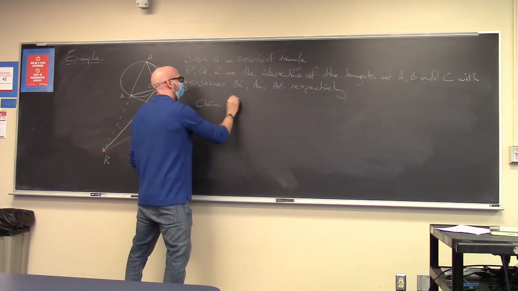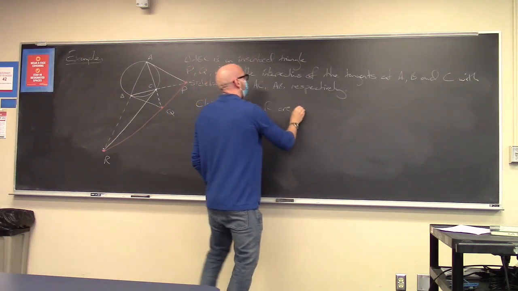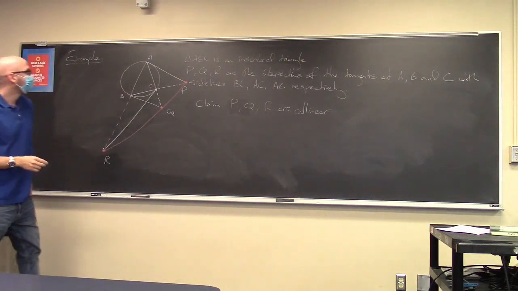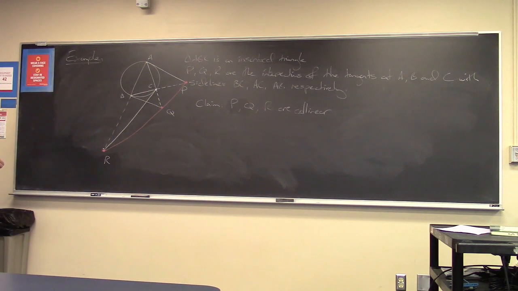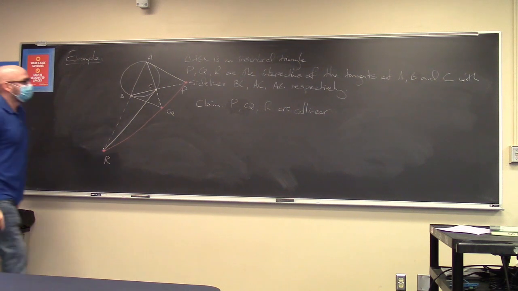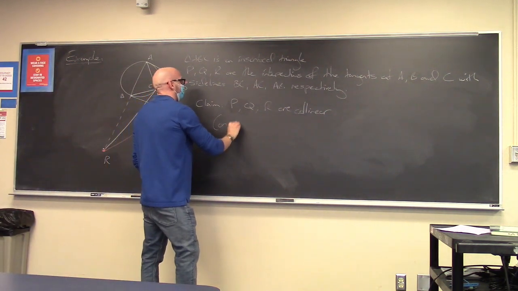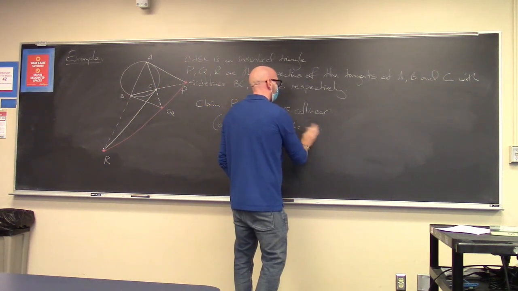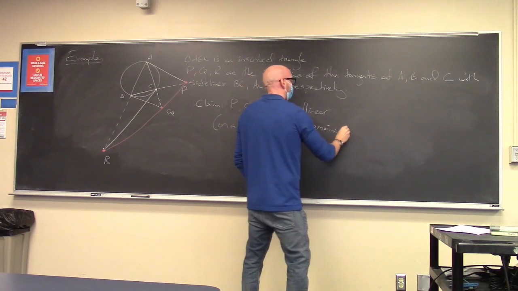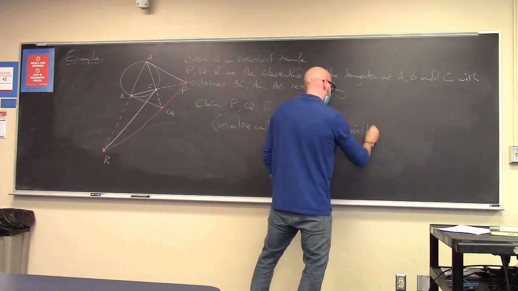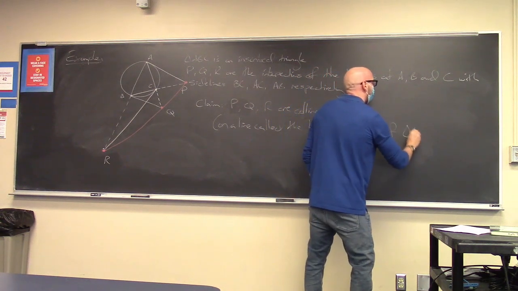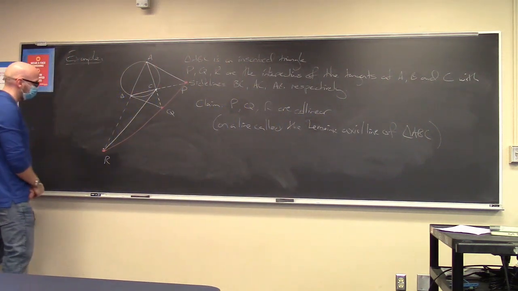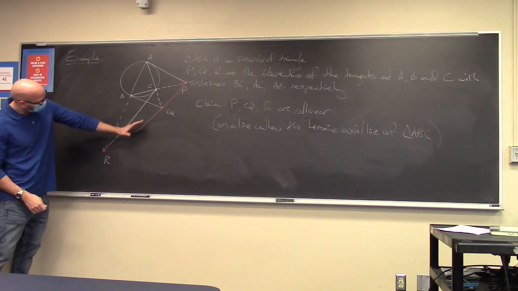P, Q, R are collinear. In fact, they form a line that has a name. It's usually called the Lemoine axis or the Lemoine line. So, a line called the Lemoine axis or line of the triangle ABC. I really failed to keep this straight going here, but anyway.